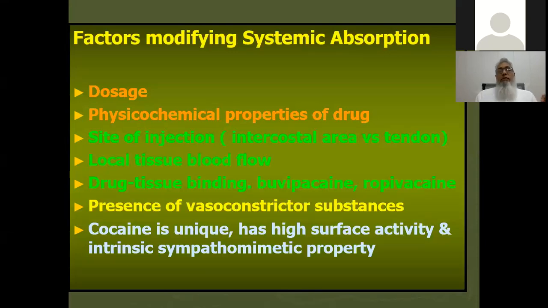The factors which can modify the systemic absorption are, of course, the dosage, the physiochemical properties of the drug, and the site of injection. For example, in the intercostal site there is more absorption as compared to a tendon, because in the tendon the blood flow is very low. And if the local tissue blood flow is rapid, the drug is washed out. If a vasoconstrictor is added, the drug stays in the tissues and the duration of action and the quality of block are much better.